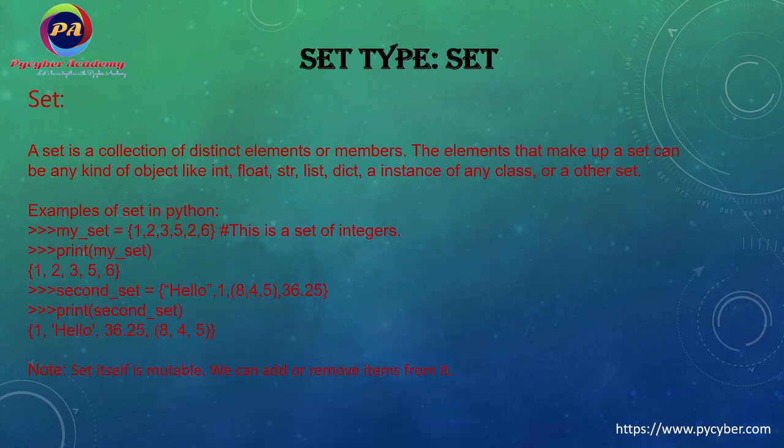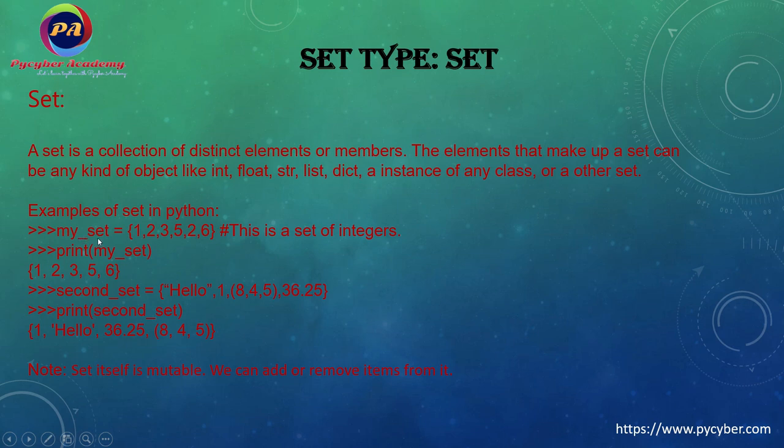Now the set type. So what is a set? A set is a collection of distinct elements or members. The elements that make up a set can be any kind of object like int, float, str, list, dict, an instance of any class, or another set. For example, we are taking a set. So in this we can see how we can create a set object in Python.